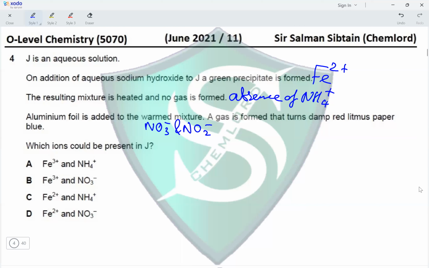Fe3+, we did not get a red-brown color. Ammonium, we know, is no longer there. So, A, both the options are incorrect. B, Fe3+ is wrong, nitrate is correct. In C, Fe2+ is right, ammonium is wrong. In D, Fe2+ is correct and NO3- is also correct. So, this makes option D the correct option for this question.